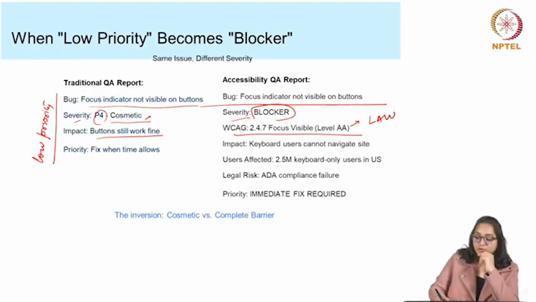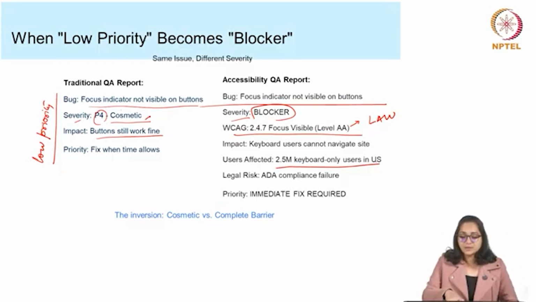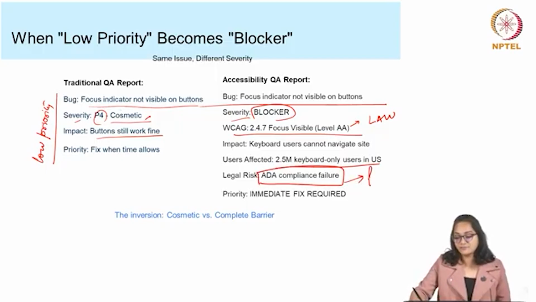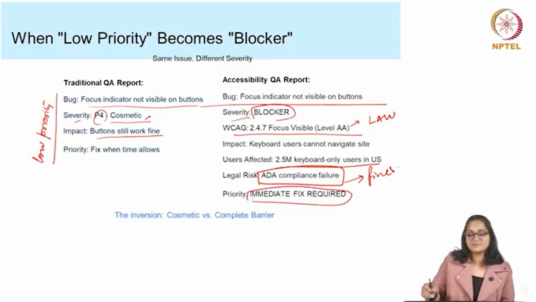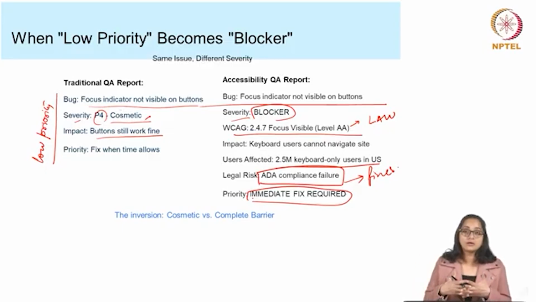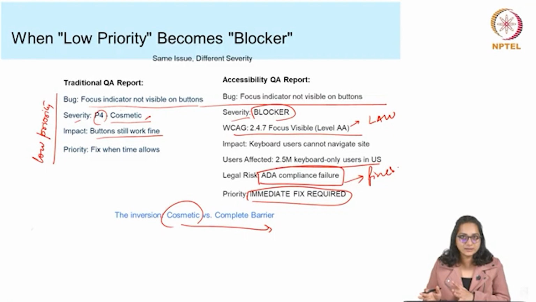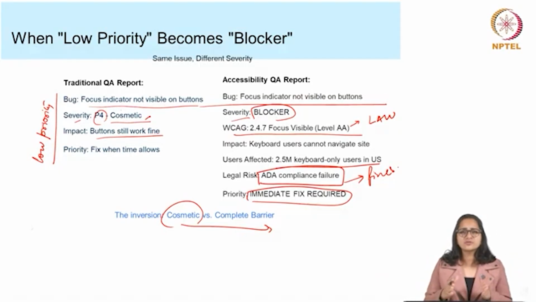Users affected: 2.5 million keyboard users only in the US. Legal risk: ADA compliance failure, and this can cause heavy fines, etc. Priority: immediate fix required. So this is also the impact of top-down legal mandates, right? The inversion is now from cosmetic to complete barrier. So that is how the functioning of organizations itself, from a QA perspective, is largely shifting.